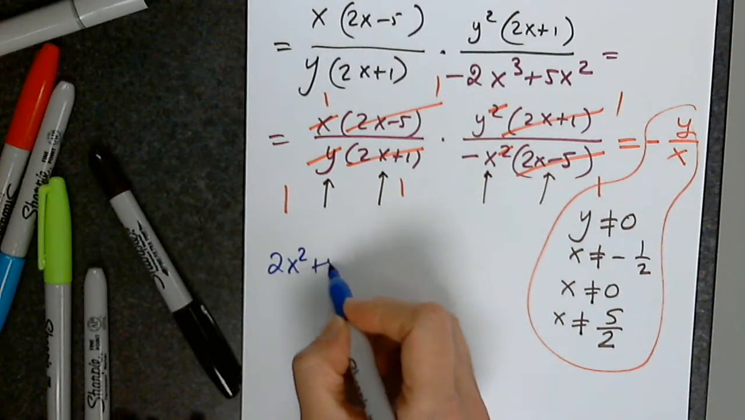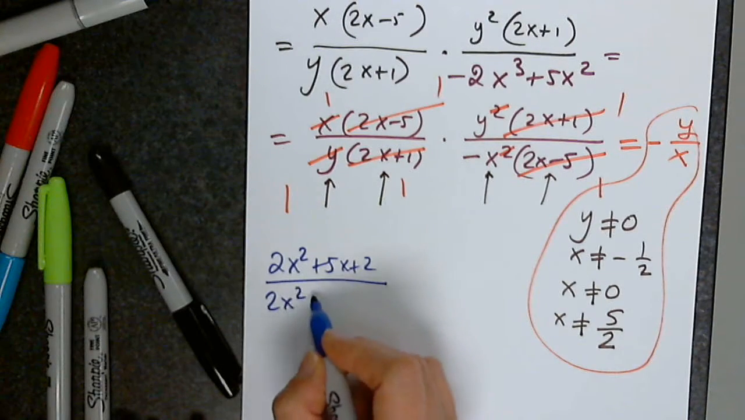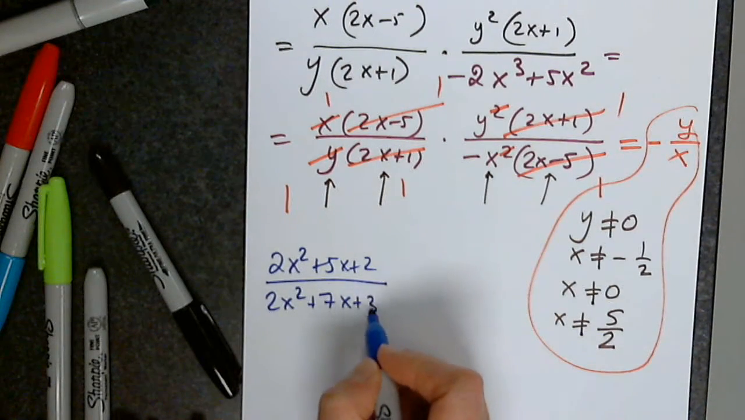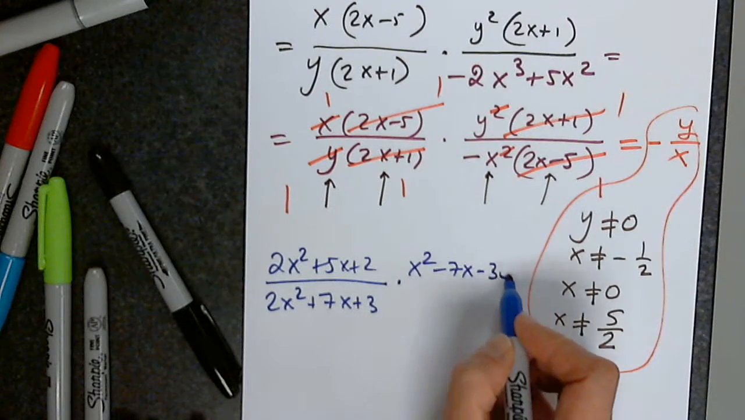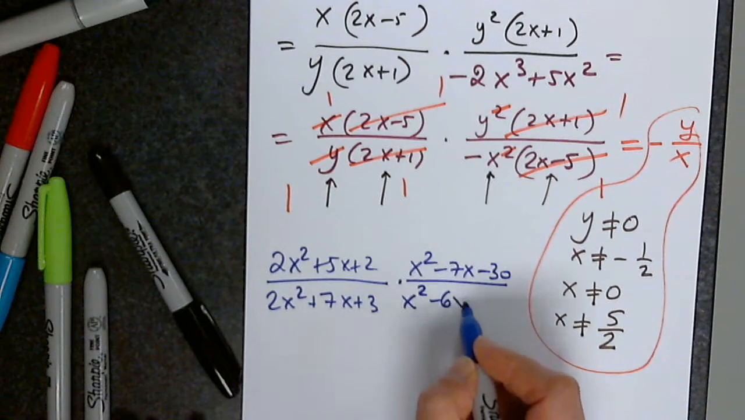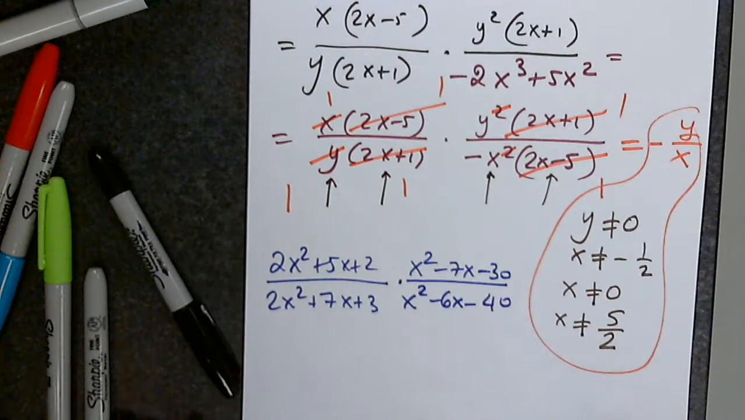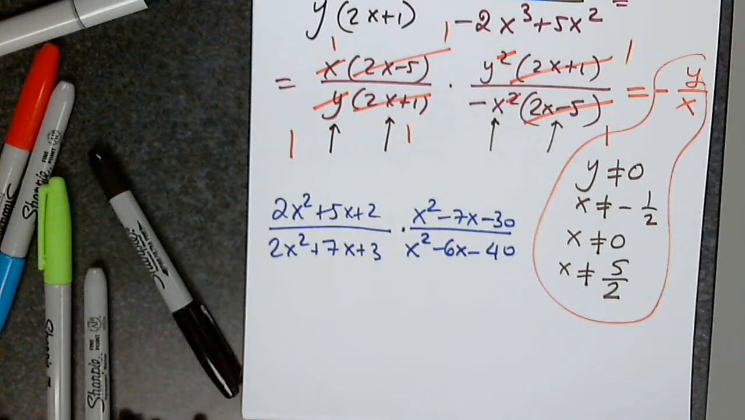2x squared plus 5x plus 2 divided by 2x squared plus 7x plus 3 times x squared minus 7x minus 30 over x squared minus 6x minus 40. Okay, 2 minutes.